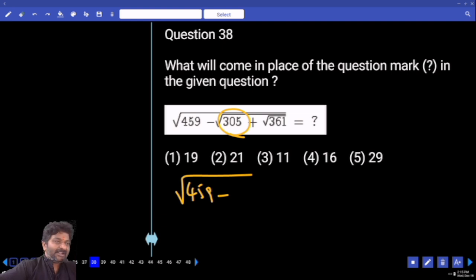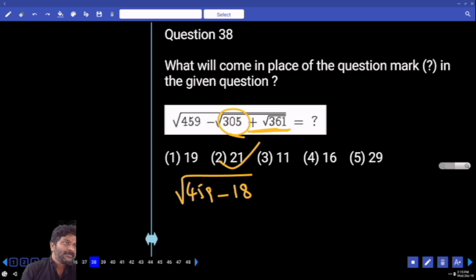Okay. 17 square is less than 305. But after 305 you have plus. So that number is more than 305. So I cannot take 17. I'll take 18. So from this, if you subtract 18, under root of 441, done. మీరు పద్ధతి ప్రకారంగా క్యాలిక్యులేట్ చేసుకుంటూ వచ్చినా కానీ అదే అవుతుంది.